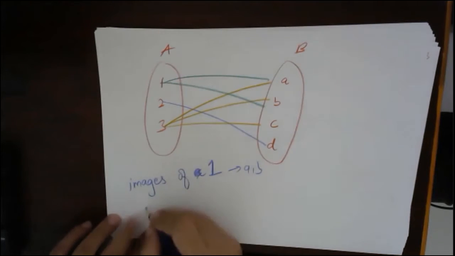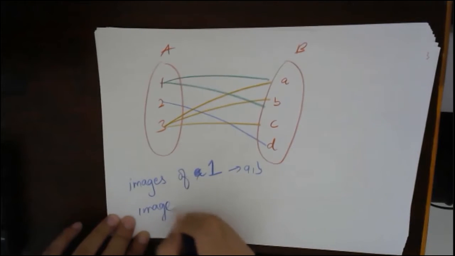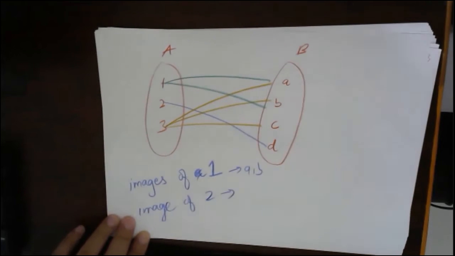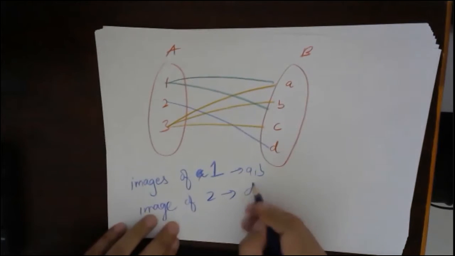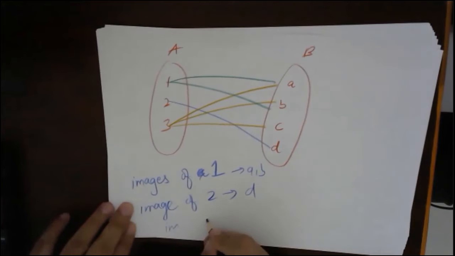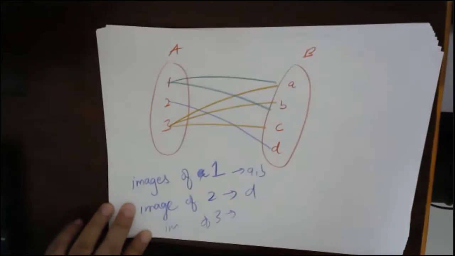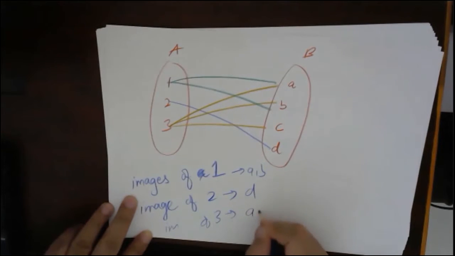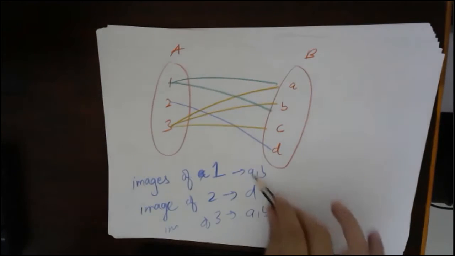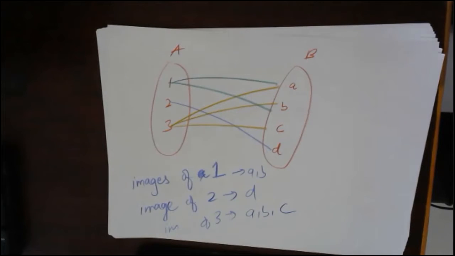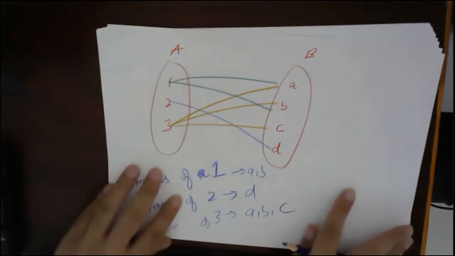Very good. What are the images of 2? Only D. Very good. What are the images of 3? A, B, and C. So image need not be unique. Image can be more than one. In this example, we have seen that image need not be unique. Okay, very good. Till here, I hope everything is fine.